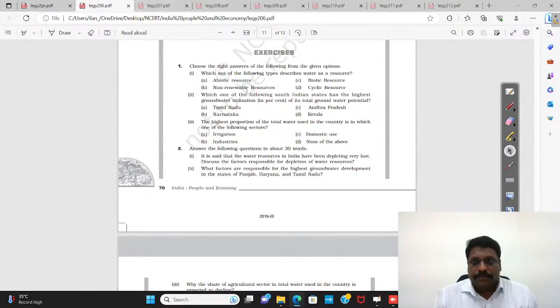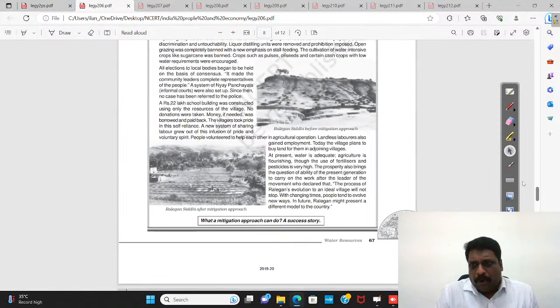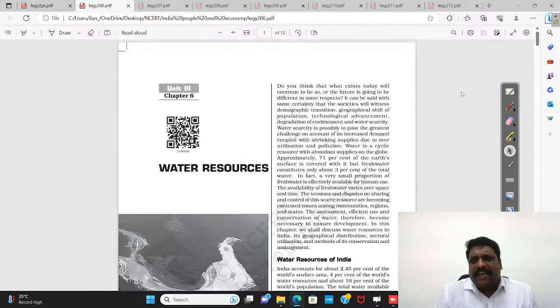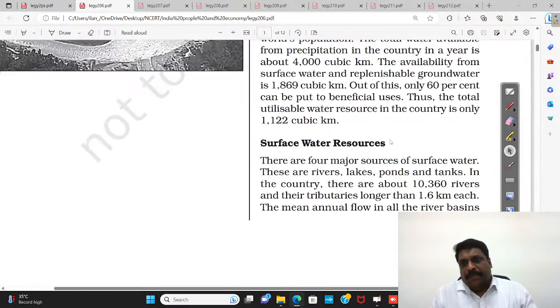So we have taken the case of agriculture also. Water resource, I'll just give you an overall idea about the water resource. Basic idea about water resource. See, for example, if you ask me.